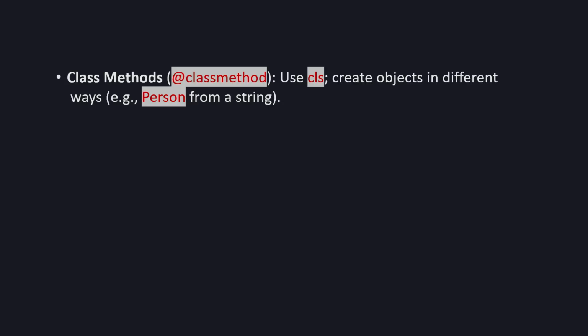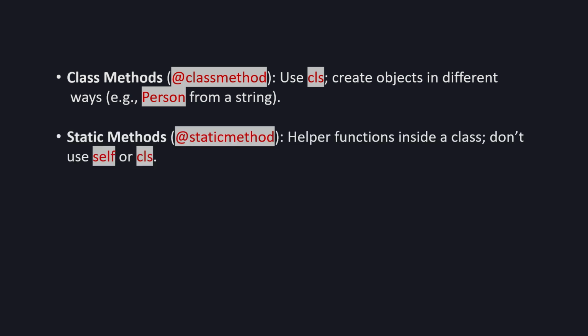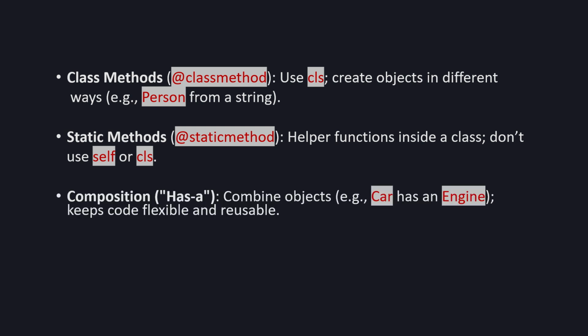Let's do a quick recap of the most important points. Class methods, or @classmethod. These use cls and work on the class itself. Use them to create different ways to build your objects, like making a person from a string. Static methods, or @staticmethod. These are just helper functions stored inside a class for organization. They don't use self or cls. Composition, or a "has a" relationship. This is about building objects by putting other objects inside them, like a car that has an engine. It makes your code more flexible and reusable. Start looking for these patterns in your own code and in code you read. It will make a huge difference.